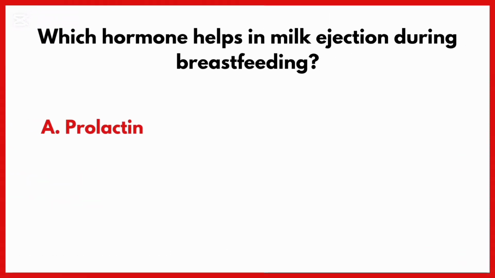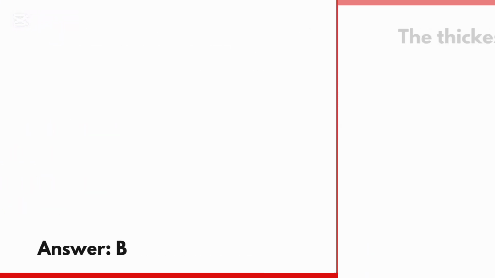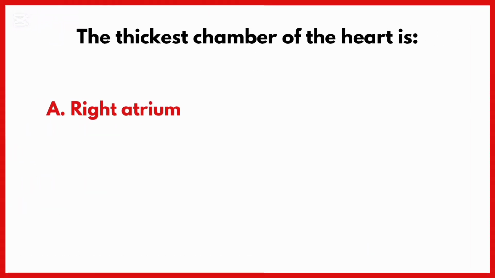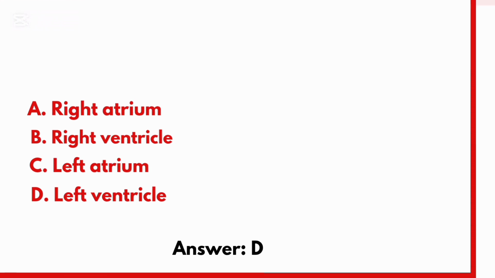Which hormone helps in milk ejection during breastfeeding? Correct answer is option B, oxytocin. The thickest chamber of the heart is... Correct answer is option D, left ventricle.